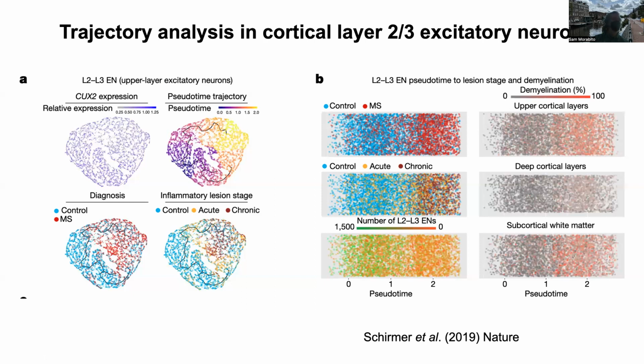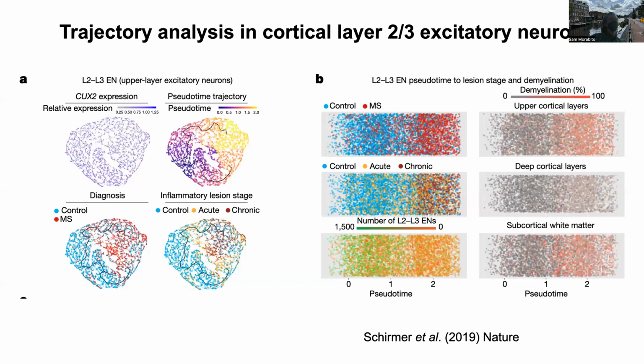Isn't the CUX2 expression also changing from control to MS, right? But I can't see it, you know what I mean? Yeah. But this is in Nature, so whatever. I think this is maybe an example of where they should have done something else. It's not convincing me that this is a good use of pseudotime, I think.